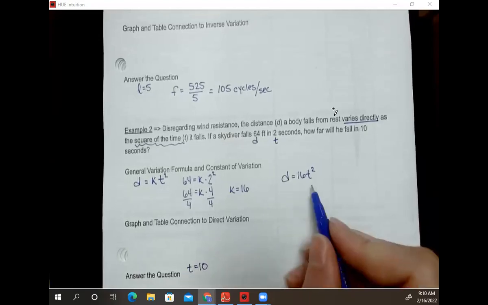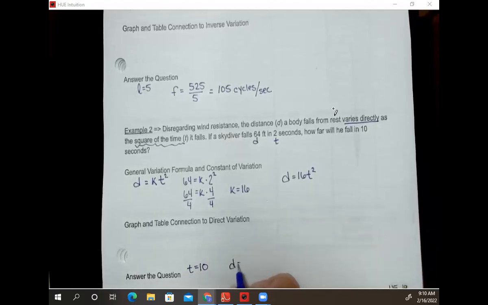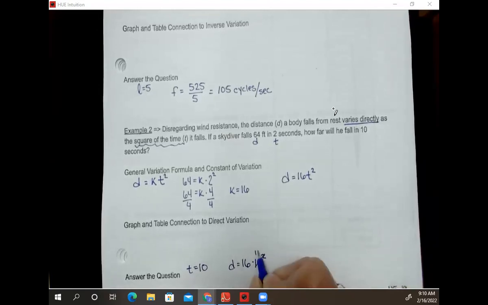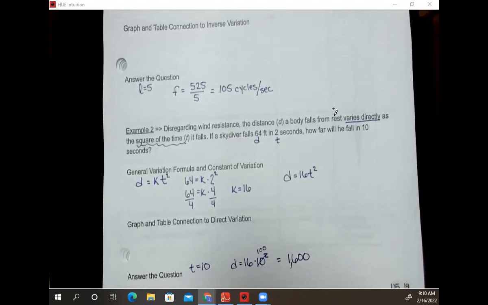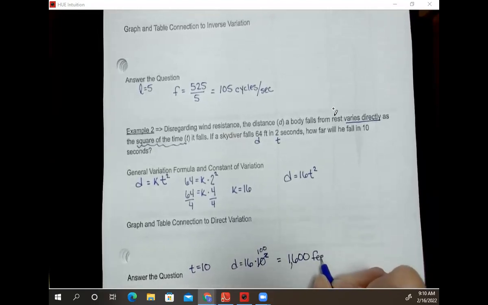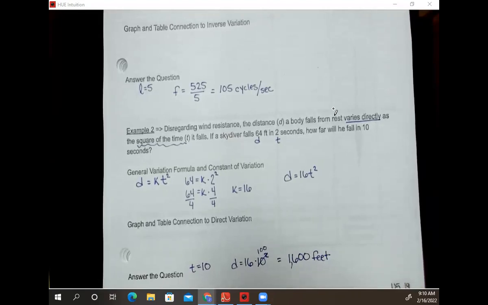So I'm just going to plug that in for t here. So 16 times 10 squared. Make sure you follow order of operations here. So I need to square first. This would be 100. So 16 times 100 gives me 1,600. And I think we're in feet. So that's how far he's fallen.